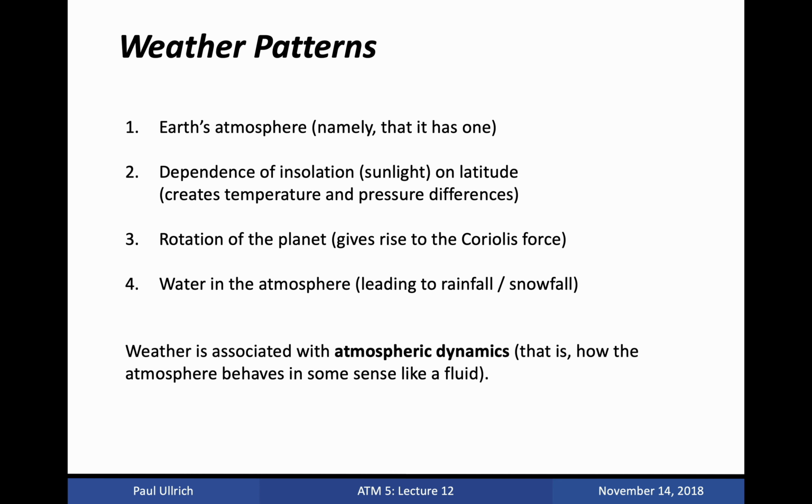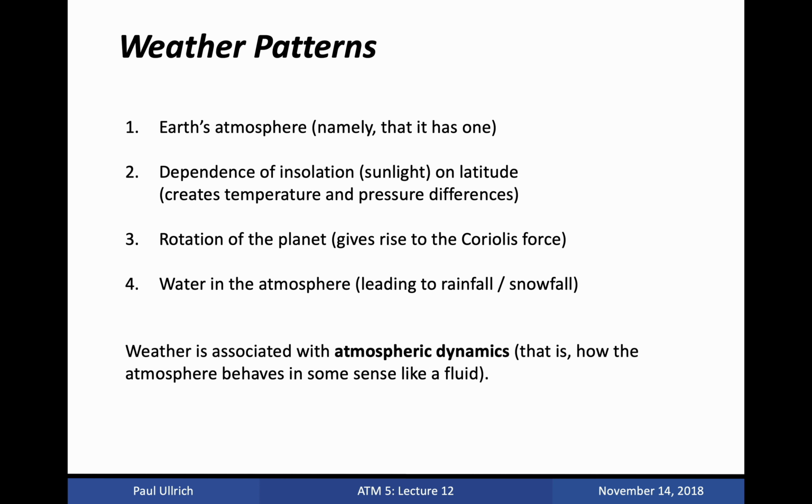Weather patterns generally arise because of four main reasons. First, we need to have that the Earth has an atmosphere. This is of course important because if we didn't have an atmosphere, there would be no air in order to move around. The dependence of insolation or sunlight on latitude then creates these temperature and pressure differences between equator to pole and provides a mechanism by which redistribution can occur.